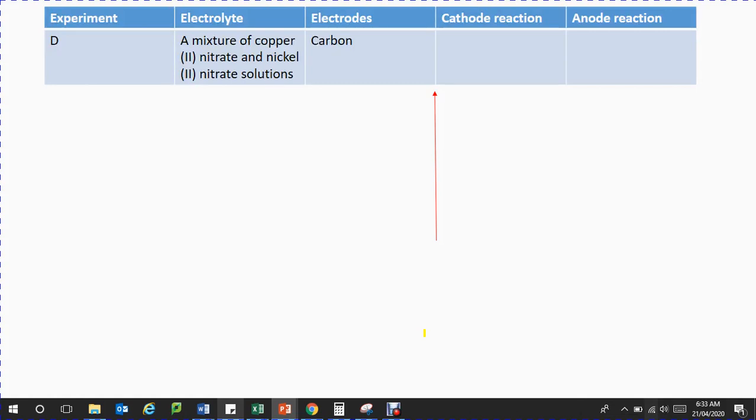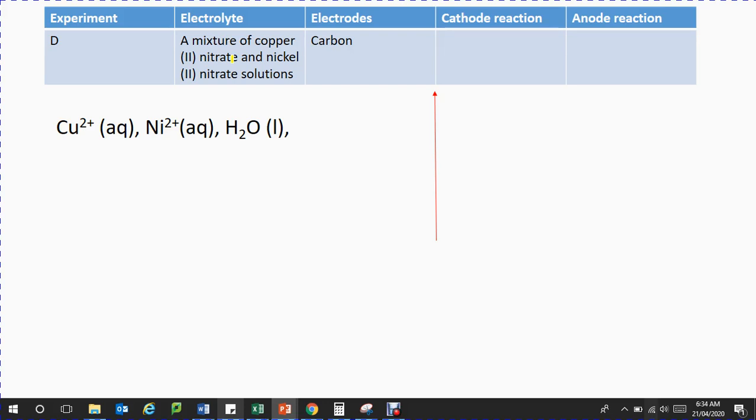Okay, experiment D. We've got a mixture of copper 2 nitrate and nickel 2 nitrate solutions with a carbon electrode. So this time, again, we've got an inert electrode, so carbon isn't going to take part in the reaction. I've got copper, so copper 2 plus, nickel, and water. Again, the nitrate is just a spectator ion. It's not going to be involved in the reaction.